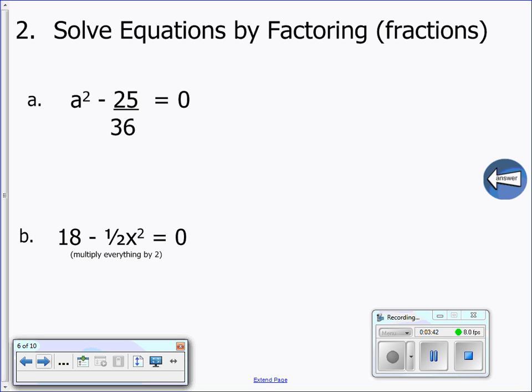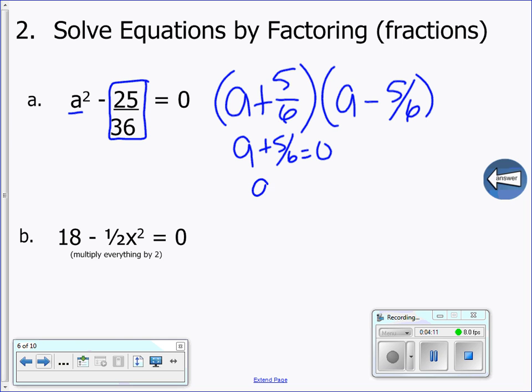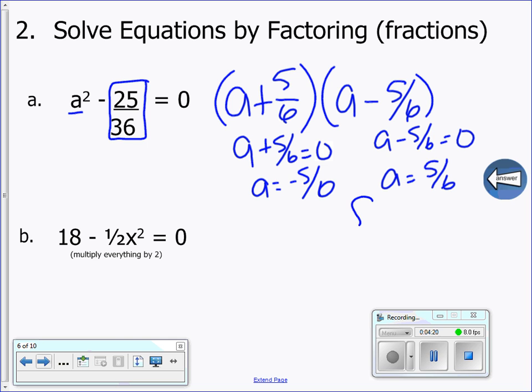All right, solve by factoring with fractions. So taking the square root of that would be 5/6. So that is a perfect square, and that is a perfect square. So my factors, with a minus in between, are a plus 5/6 and a minus 5/6. Set them both to 0. a plus 5/6 equals 0, so a is equal to negative 5/6. a minus 5/6 equals 0, so a equals 5/6. So my solution is plus or minus 5/6.